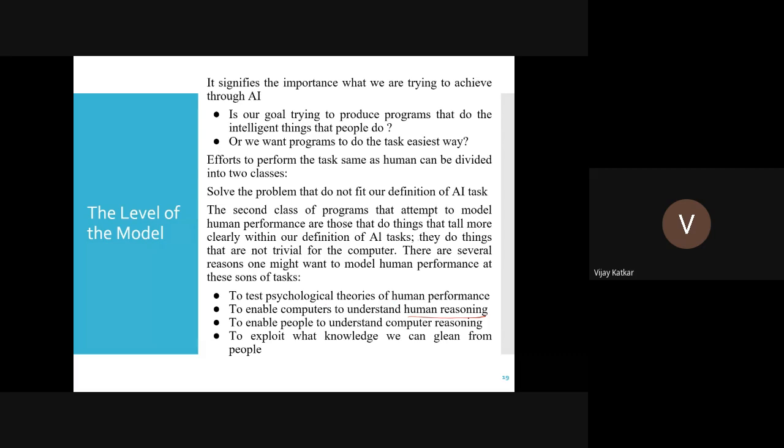Then, to enable people to understand computer reasoning, that is also an important thing. You should understand why the computer is taking some decision. When you are talking about machine learning or deep learning, many times people don't know why the computer has taken such a decision. But if you want to understand why the computer has taken such a decision, then also we can do this.